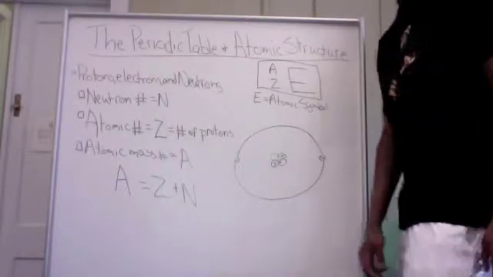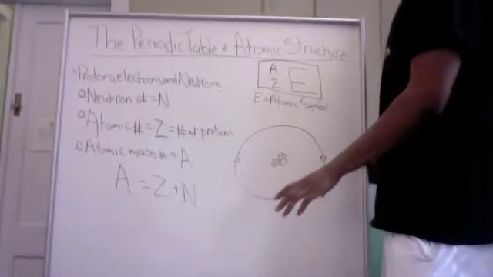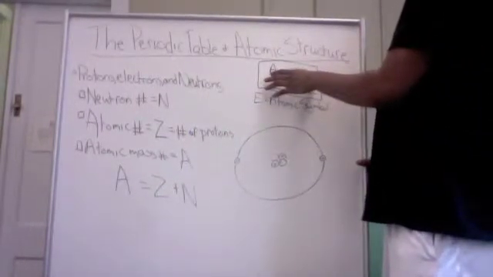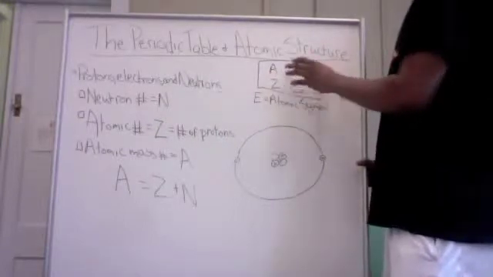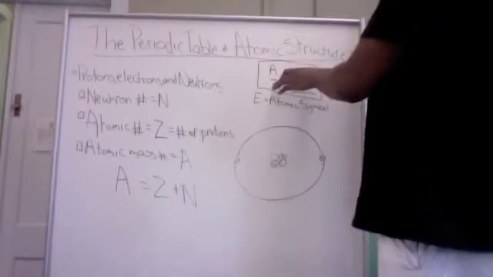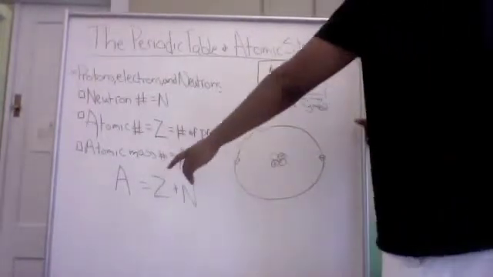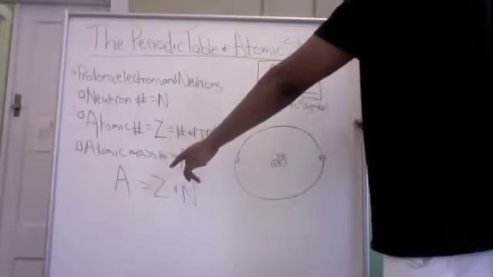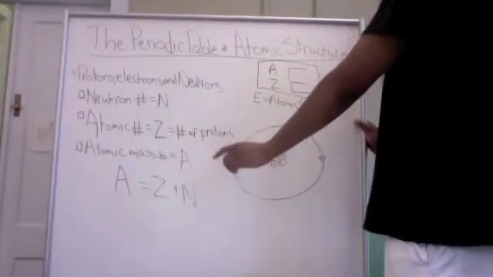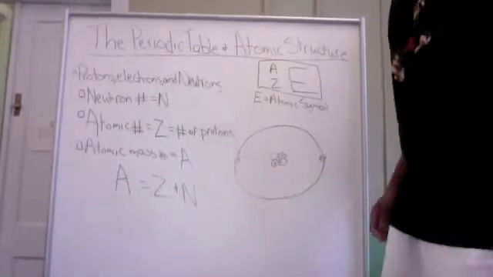So in the periodic table, you're going to have them set up not like this, but you're going to have the atomic symbol with the atomic number as well as the mass number, and with that, the atomic mass number will always equal the number of protons added to the number of neutrons.